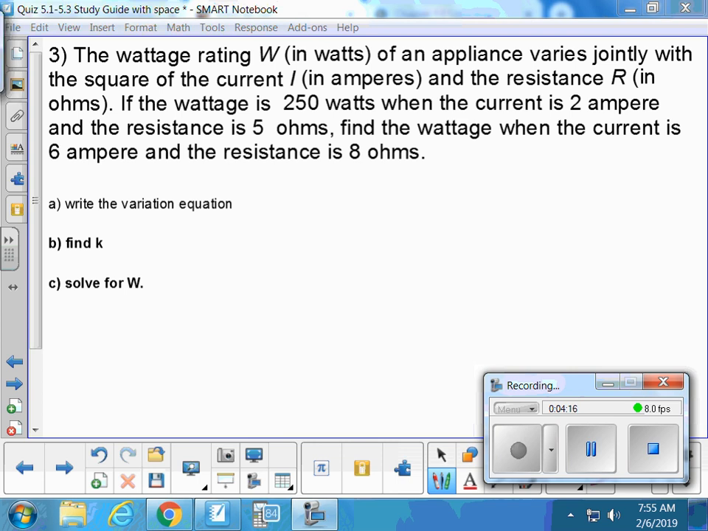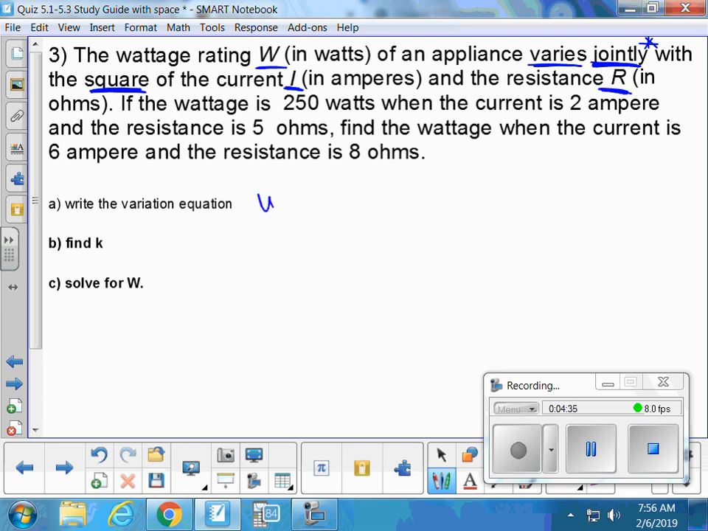All right, the wattage W varies jointly. Do you remember what jointly means? Multiply. Jointly is just like direct, but there'll be more than one variable. With the square of the current I and the resistance R. And I didn't see anything about a square or cube on R. So our equation is that W is going to vary jointly with the square of I and with R.